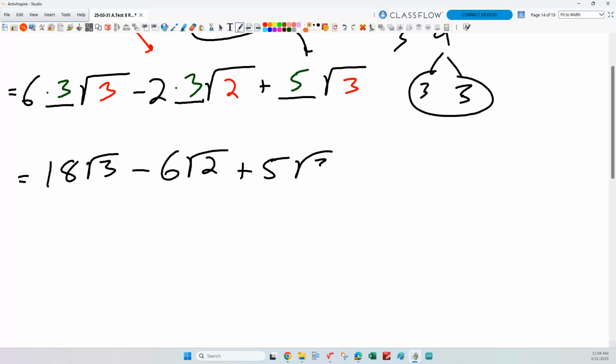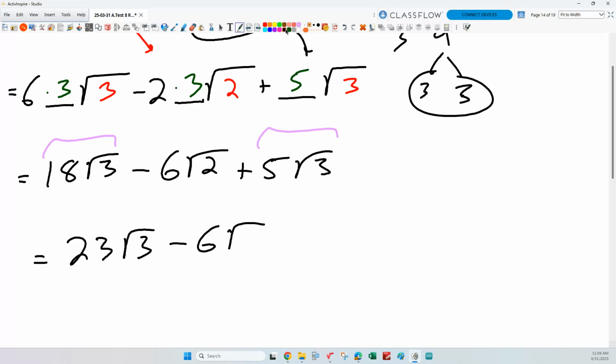Plus 5, radical 3. Are any of those like radicals? Yeah, look at those. These are like radicals, aren't they? We have the same kinds of radicals. I have 18 of those plus 5 of those is how many of those square roots of 3? 23. And then this guy was an oddball. The square root of 2 didn't have any, that one we're stuck with, right? Doesn't combine with anything. So that's my answer.